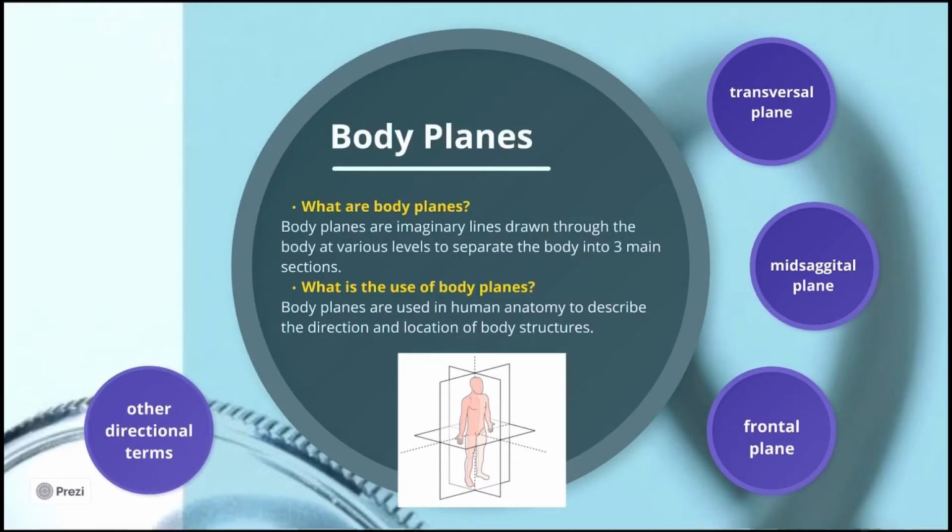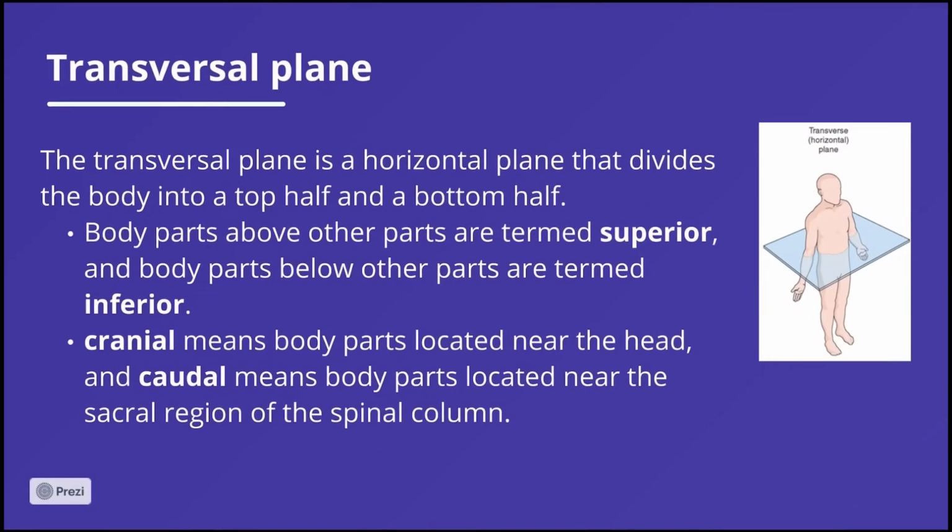First, we're going to talk about the transversal plane. The transversal plane is a horizontal plane that divides the body into the top and bottom half. Directional terms related to the transversal plane are inferior, superior, cranial, and caudal. Body parts above other parts are termed superior, and body parts below other parts are termed inferior. Cranial means body parts located near the head, and caudal means body parts located near the sacral region of the spinal column.